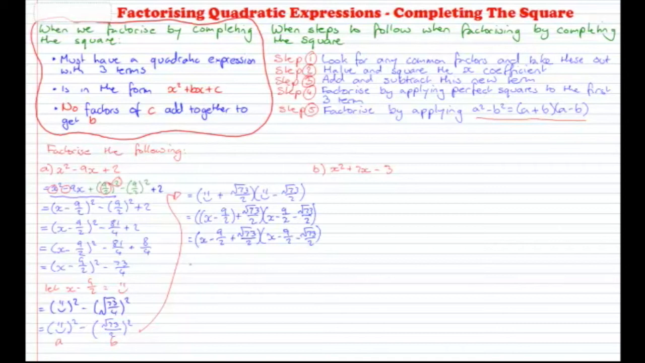So let's go through and do that now. This therefore gets us x minus 9 plus root 73 on 2 and x minus 9 minus root 73 on 2. And there you have it, that's been factorised.